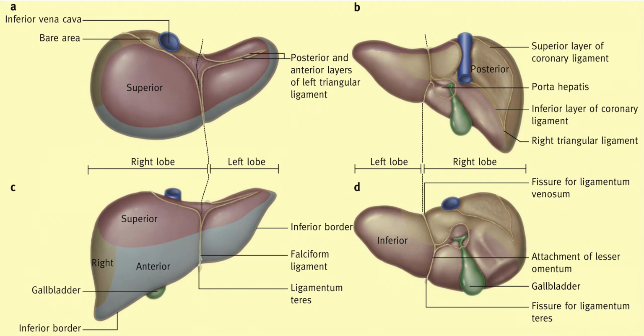Attention all anatomy aficionados. This is the anatomy of a gallbladder. To begin with, the main functions of the gallbladder are to store and concentrate bile, also called gall, needed for the digestion of fats in food, produced by the liver.